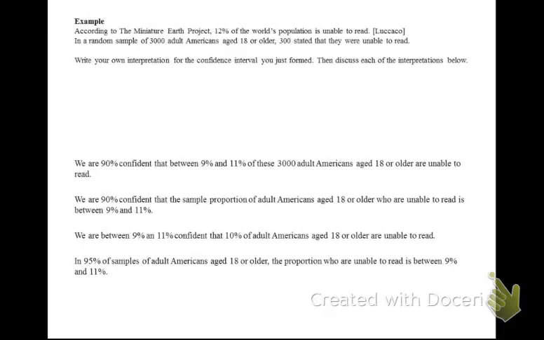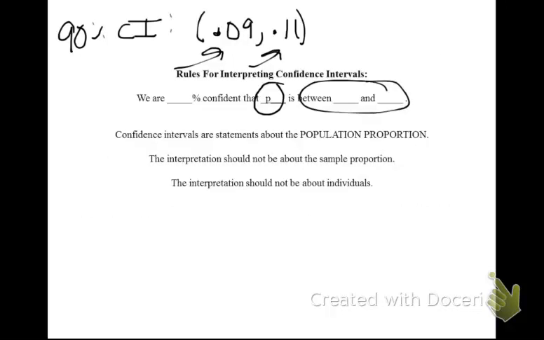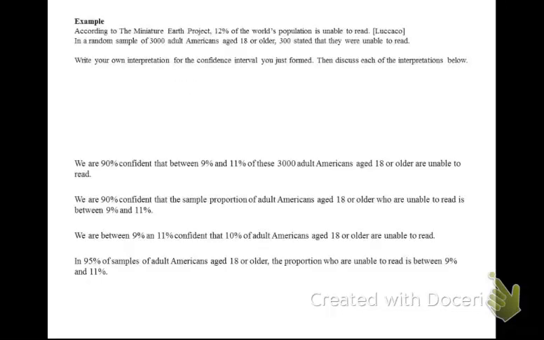Now that we've written our own interpretation for our confidence interval, let's discuss some of the interpretations below and see what went wrong. You'll need to keep in mind the two rules. Interpretation should not be about sample proportions, and interpretation should not be about individuals. Looking at the first one, it says we are 90% confident that between 9% and 11% of these 3,000 adult Americans aged 18 or older are unable to read.